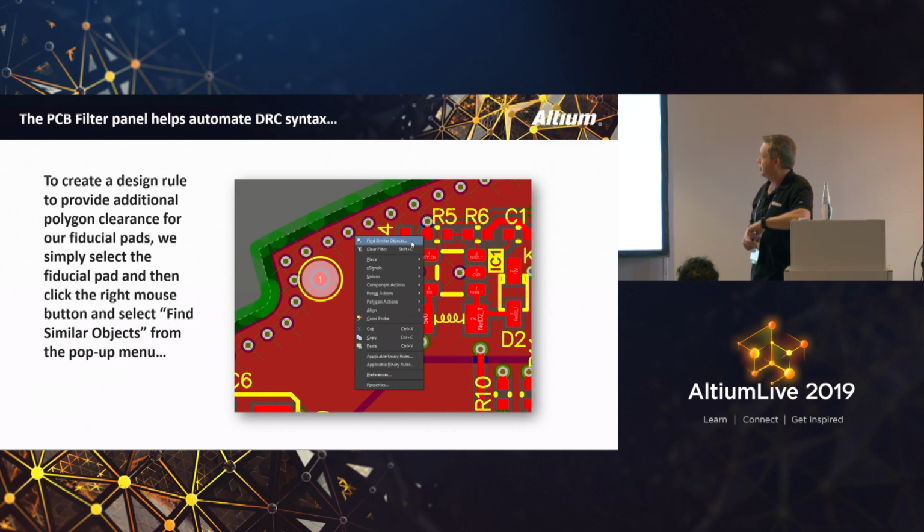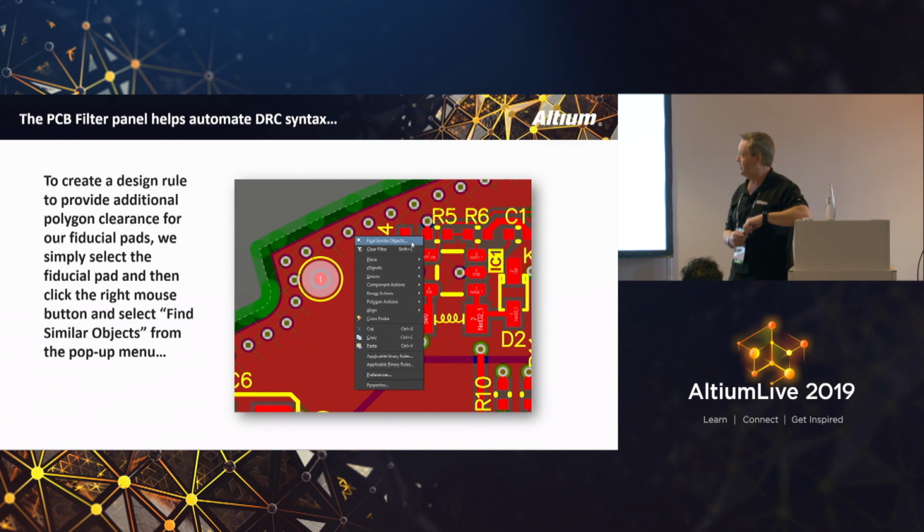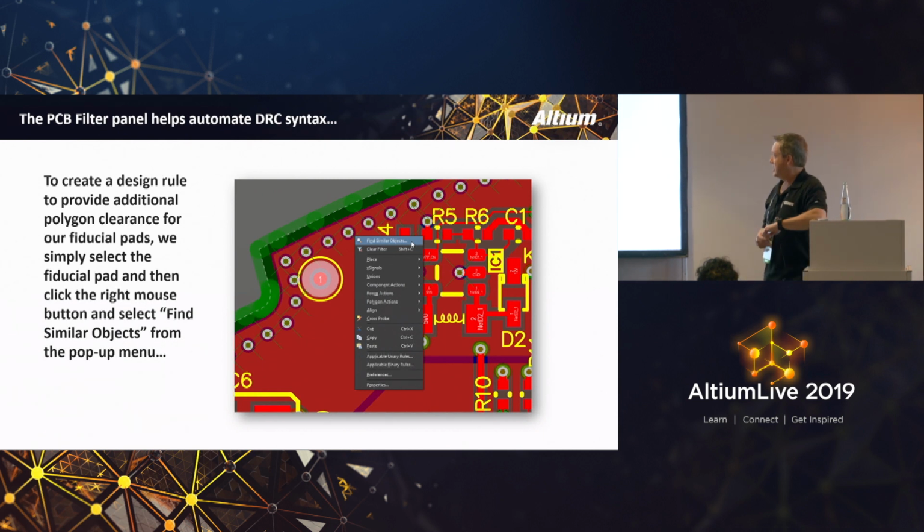I want to show you another really great way to do it with the PCB filter. As an example, let's say that we have a fiducial and we need to back the copper plane away from that fiducial by an additional amount so that the optical equipment can recognize it more easily.